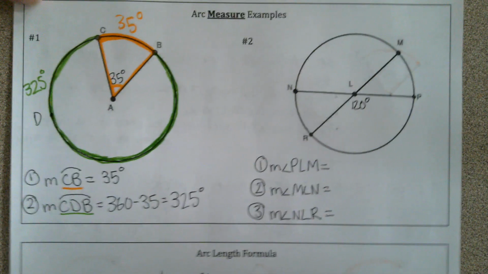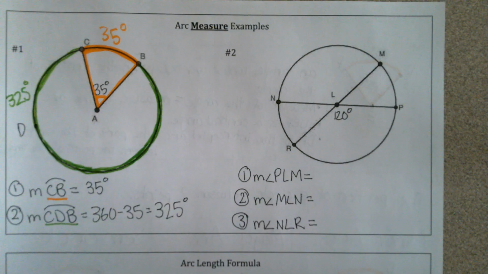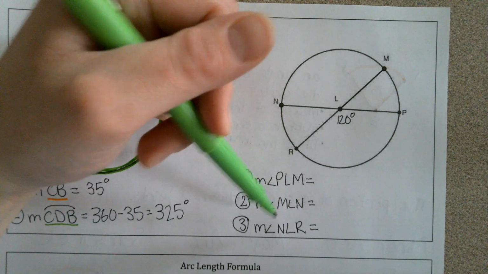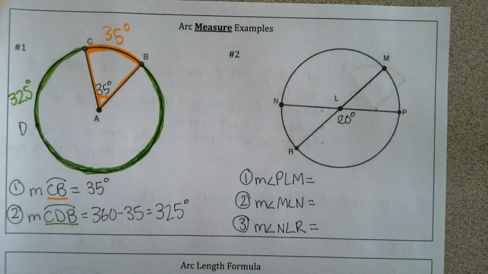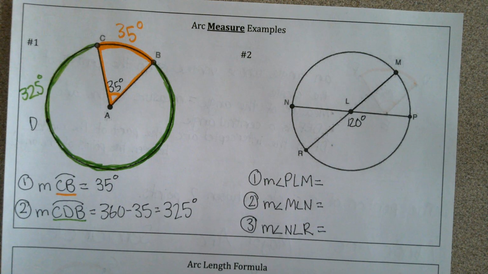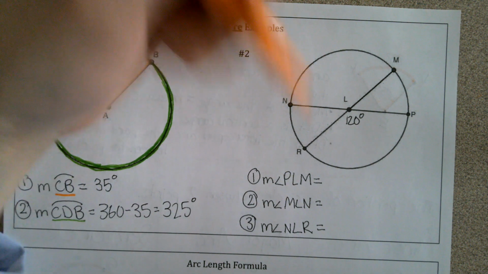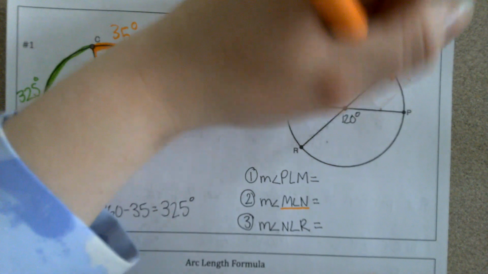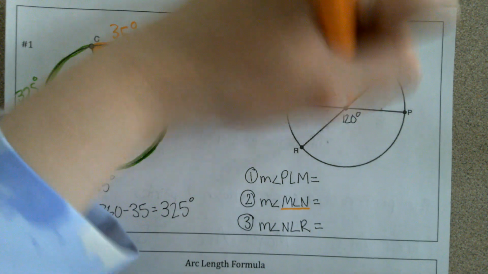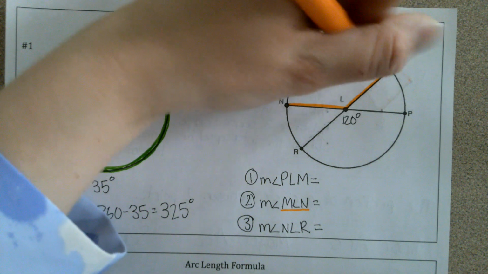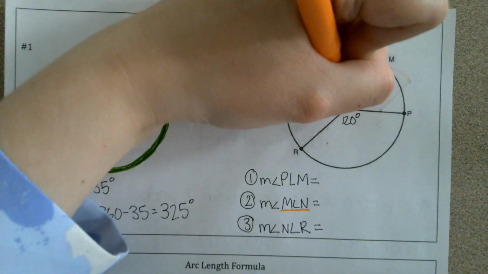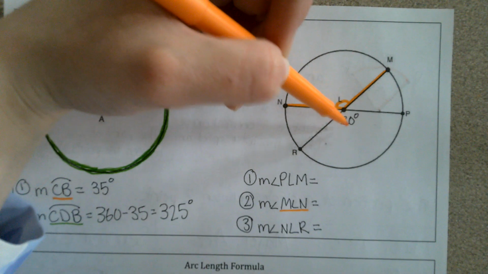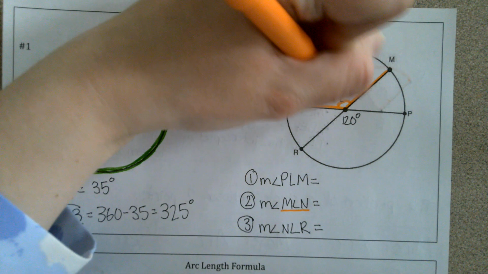Let's look at a slightly more difficult problem. We have our circle here, we have the 120, and then we're trying to find these three angles. So, you can find these in any order, and I actually recommend finding the second angle first. So that's where I'm going to start. MLN. Again, just follow the letters. MLN, it's our angle right here. Since this is 120, this is also going to be 120.